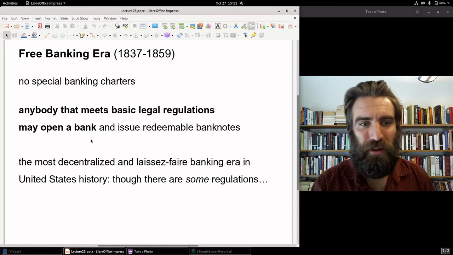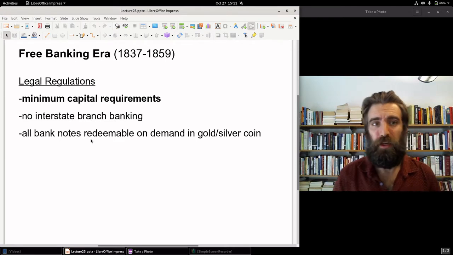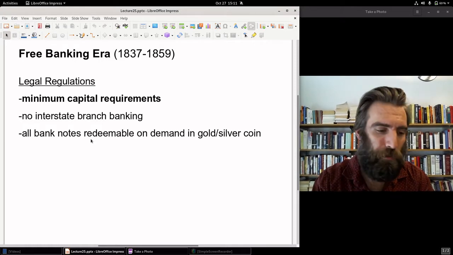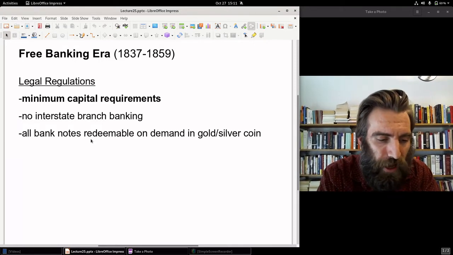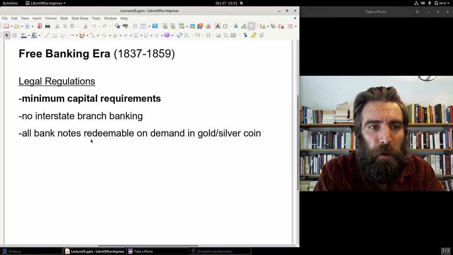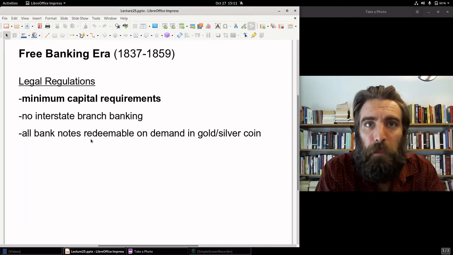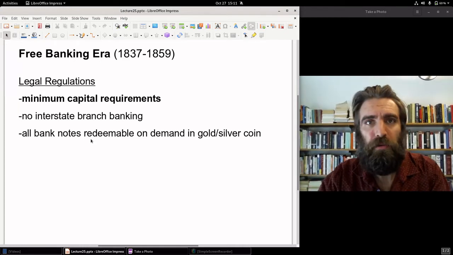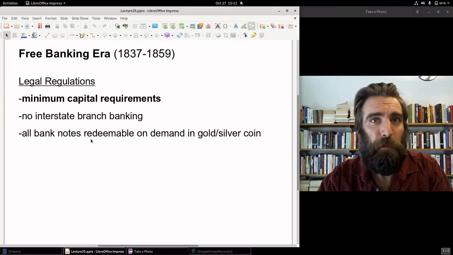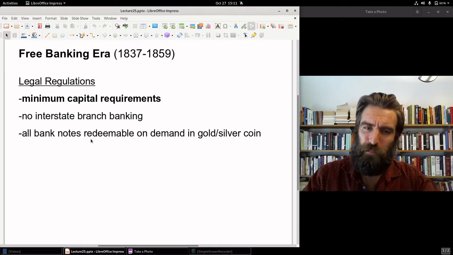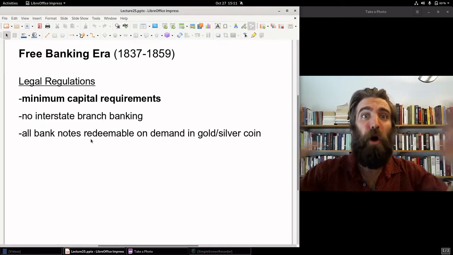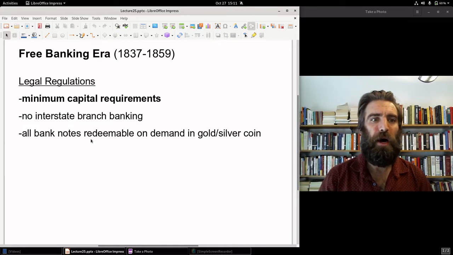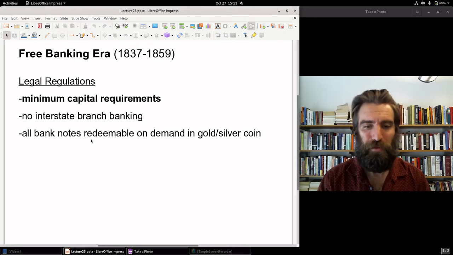But let's look at some of these minimum regulations that operated. First of all, you had to have minimum capital requirements, and the minimum capital requirement depended on the state. Each state had a different requirement. If you had just $1,000, you couldn't start a bank. But if you had maybe $30,000 or $40,000 capital base, you could start a bank. You had to have a minimum capital requirement so that you didn't have totally fly-by-night mom and pop banks popping up. Although in some states, as we'll see in a moment, you kind of did.